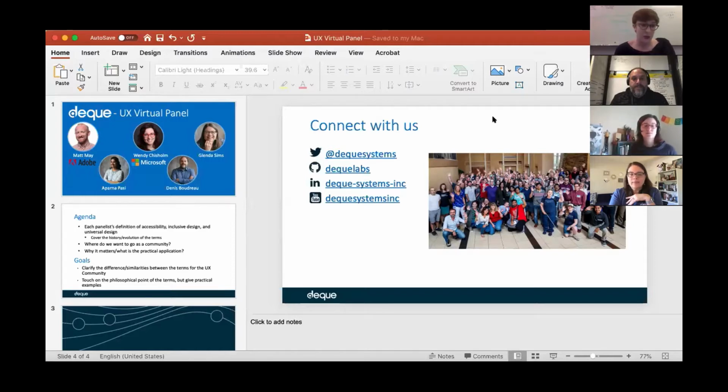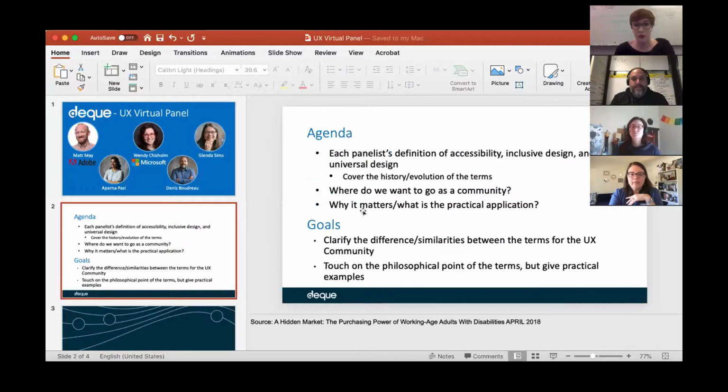So just to run through things, we're going to start off going through each panelist and having them give their own versions of what accessibility means, what inclusive design means, and what universal design means. And within these definitions, we really want them to focus on and cover the history and evolution of these terms and how perhaps they've changed and what that really means. So to start, we're going with Denis first. Denis, I'll have you take it away.